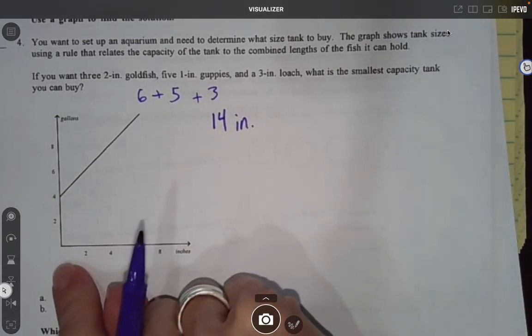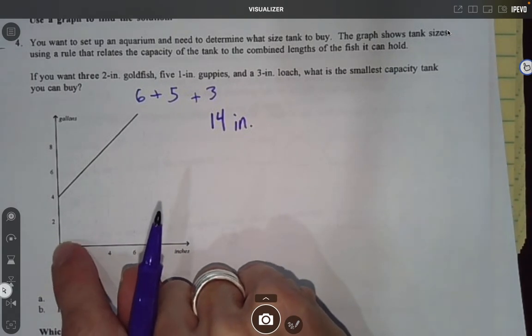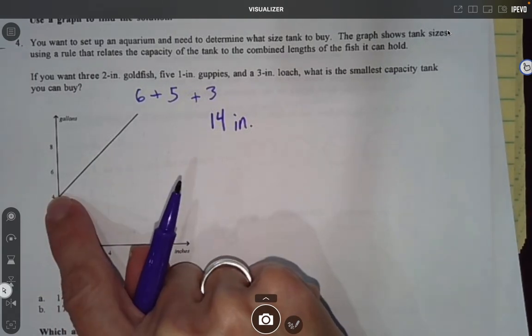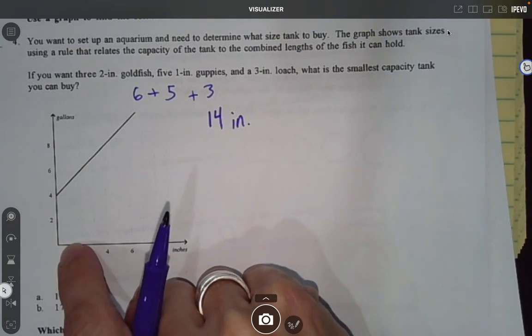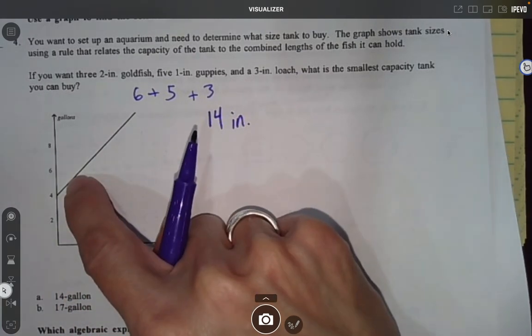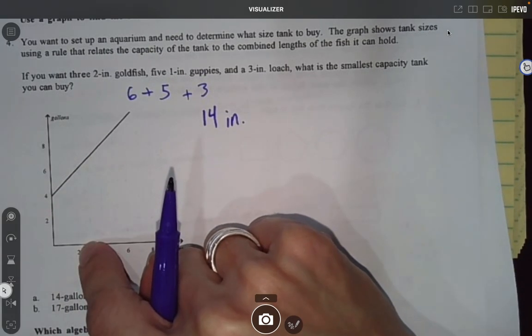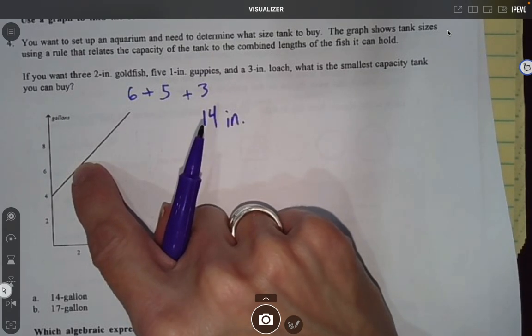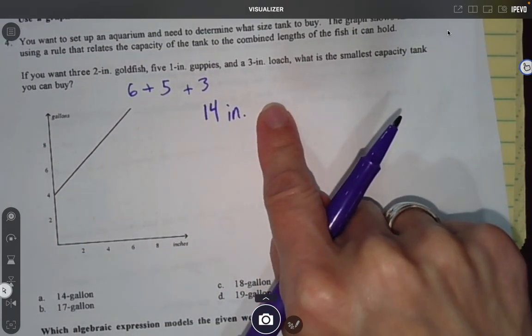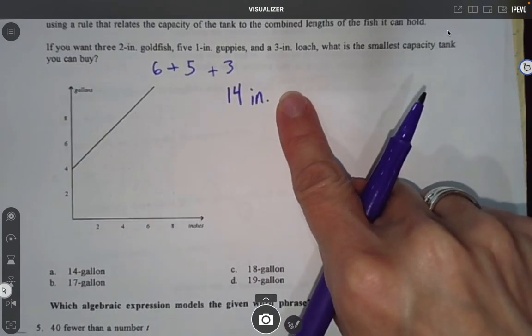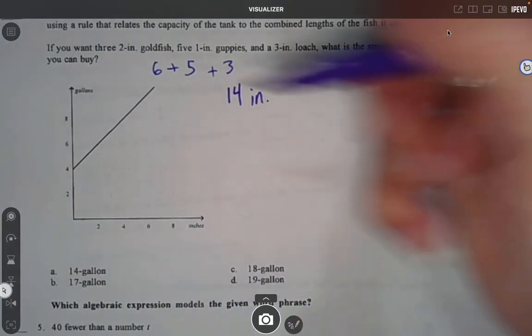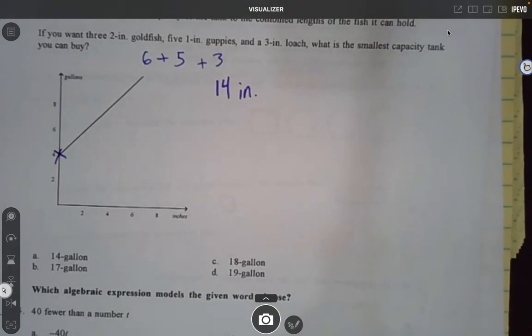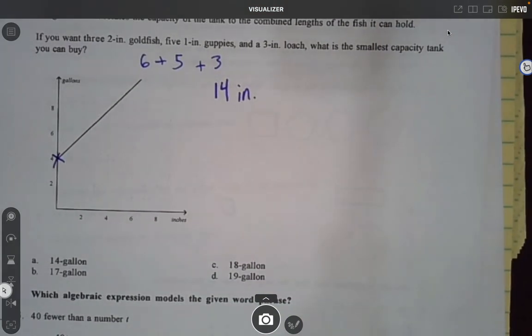Now, what is this little graph telling us? It's saying that even without any fish, you need 4 gallons. So I'm guessing I'm adding 4. But let's just see. With 1 inch of fish, I'm at 5 gallons. At 2 inches, I'm at 6 gallons. So it does seem like we're just adding 4, right? So if I have 14 inches, how many gallons do we think we're going to need? 18. You just add 4. Just look right here. What number is it at? That's how much you're going to add. 4.